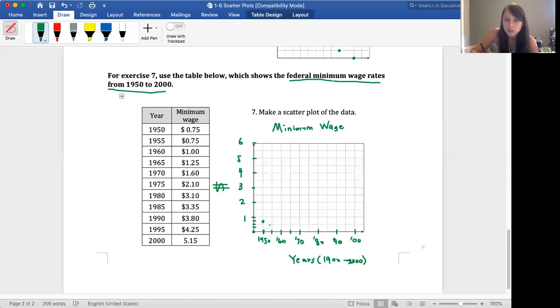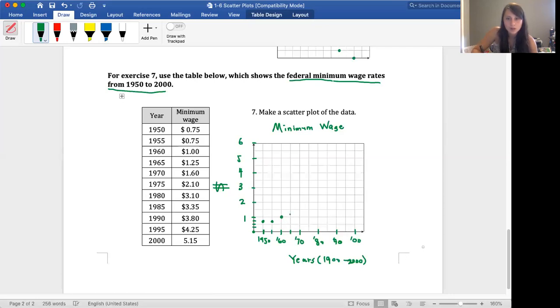And this is a scatter plot. Does it have to be exact? I'm not looking for you to be exact. Okay. Well, it would be nice if it was exact, but it's a scatter plot. I'm looking for a general pattern. That is the goal here. 1955. So 1955 is right here and it's 0.75. So that's right here. 1960 is $1. So it's going to be at $1 right there.